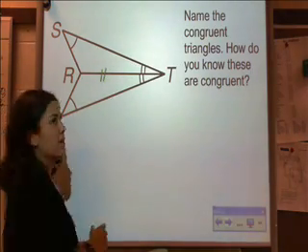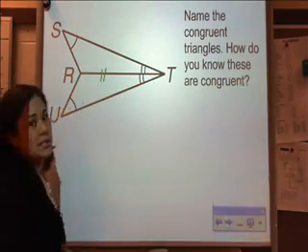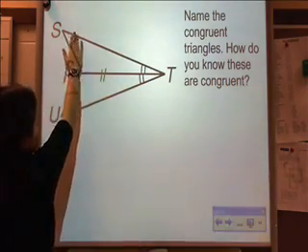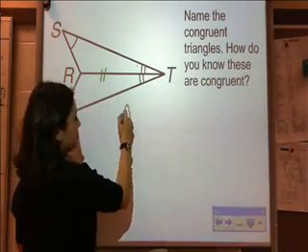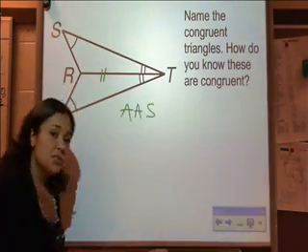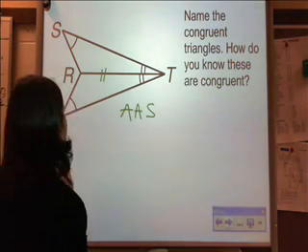So just choose one of them. I'm going to choose an angle and start going around the triangle to see the order. So angle, angle, side. So these two triangles are congruent by angle, angle, side, and we have to write what two triangles are congruent.